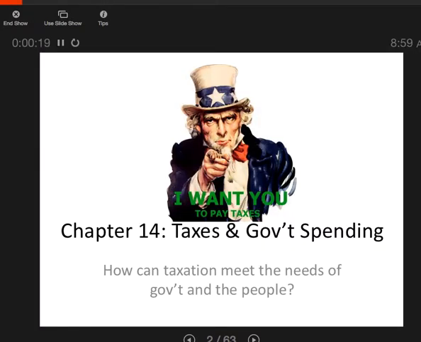The first chapter we're going to look at in this unit is Chapter 14, which is Taxes and Government Spending. The question we'll be answering is how can taxation meet the needs of government and the people? So we're going to talk a lot about tax brackets in this chapter. We're going to talk about what type of taxes are out there, how they're spent, and some reform that is out there when it comes to taxes as well. And we'll be looking at the government involvement and how they spend money when it comes to taxes.